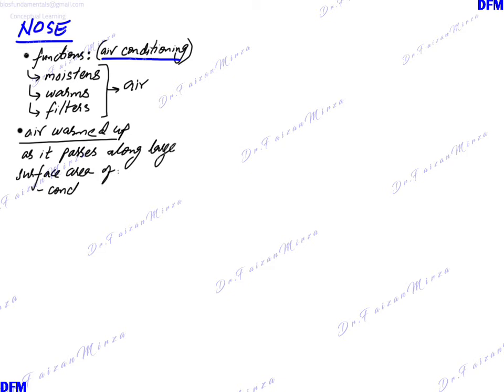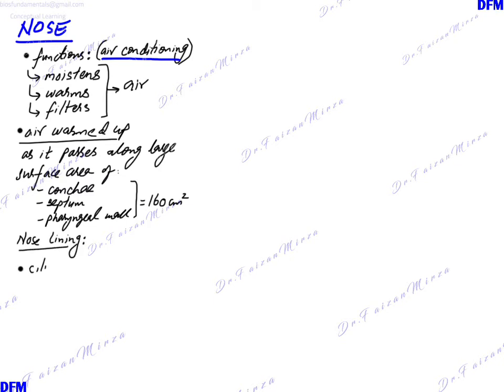As it passes along the large surface area of the conchae, the septum and the pharyngeal wall, it strikes with those. This area accounts for about 160 centimeters squared. And when the air passes through all these structures in the nose, it gets warmed up.